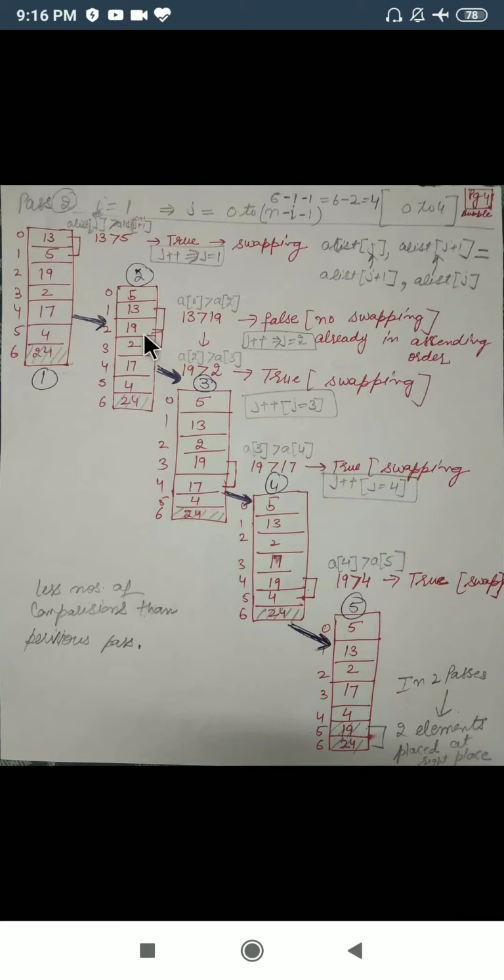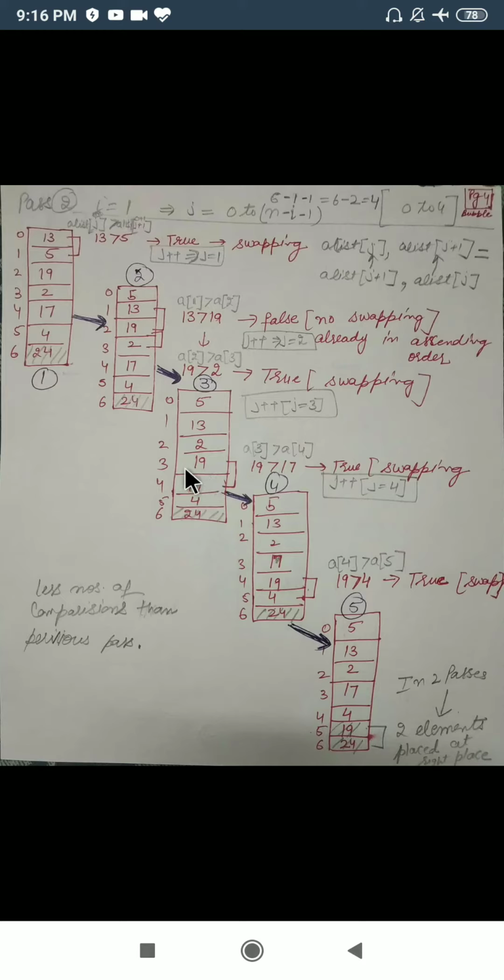So we were comparing 19 with 2, which means A2 has to be compared with A3 now. We found that A2 is bigger than A3, so we need to do swapping here, and after swapping we will get the status of the list like this. 2 will come up and 19 will go down.